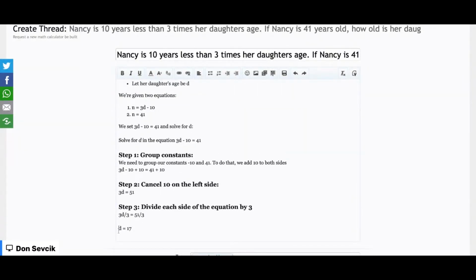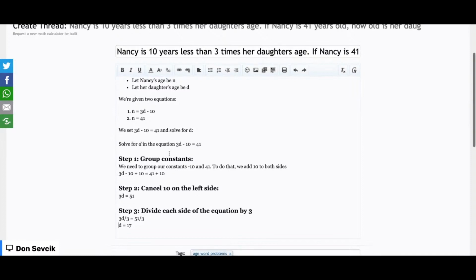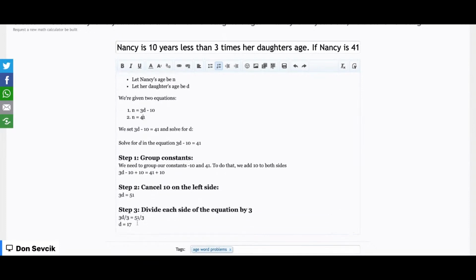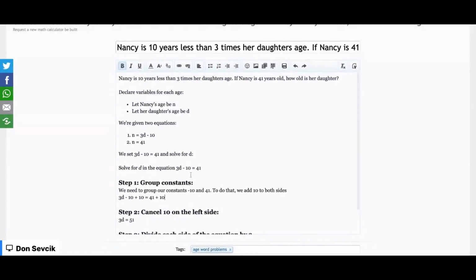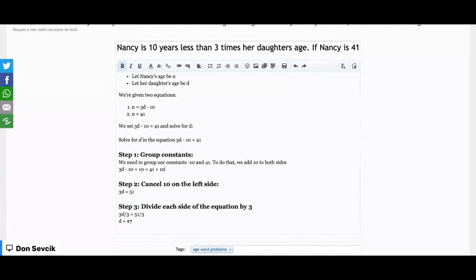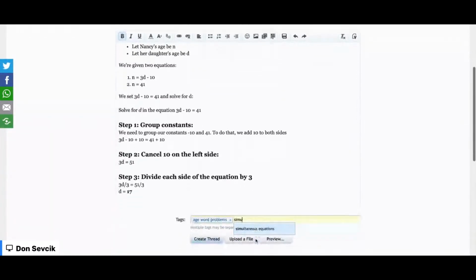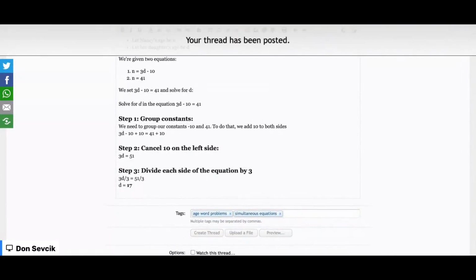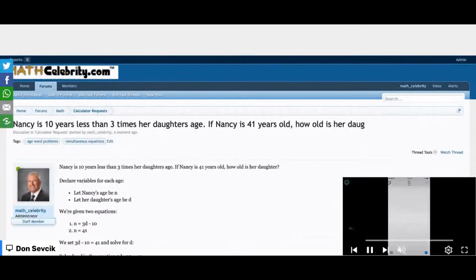So all we're doing is we're solving for d because Nancy's age is 41 and it's 3 times her daughter's age minus 10. So we set this equal to this because they're the same, solve for d. When we do that, we get the daughter's age of 17 years old. So I'll leave this on the screen for a few more seconds and let you look. This one was a little easier because they gave us Nancy's age, which was great.